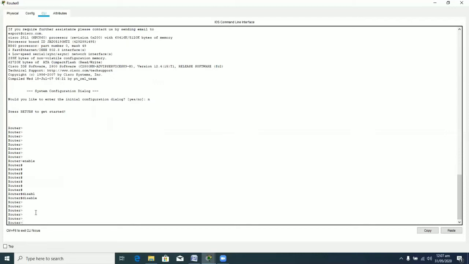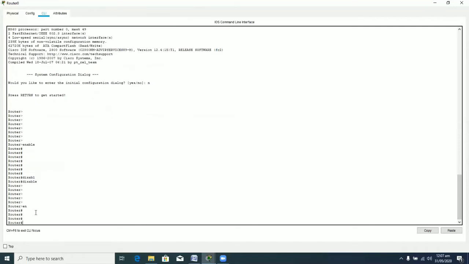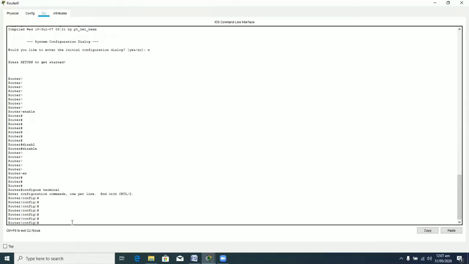Now again I am typing a short form of enable. En is the short form of enable, and now again I am in the enable or the privilege mode. Now I am moving to the most powerful mode of the router, and the most powerful mode of the router is the global configuration mode. With this command, configure terminal, I can move to the global configuration mode, and now you can see that with the router there is a config inside the brackets.